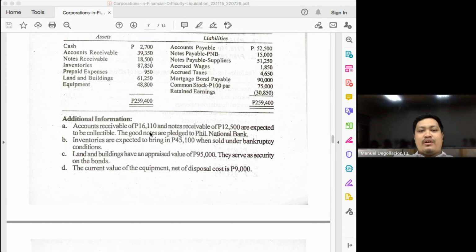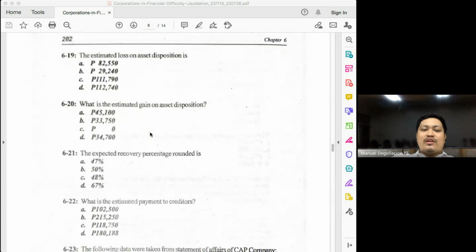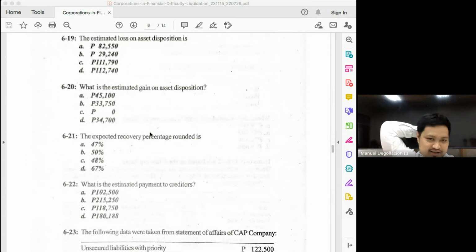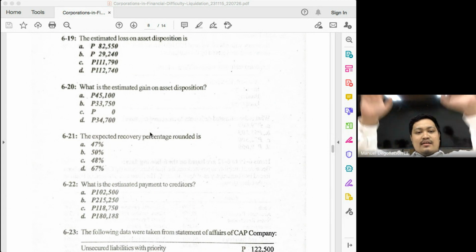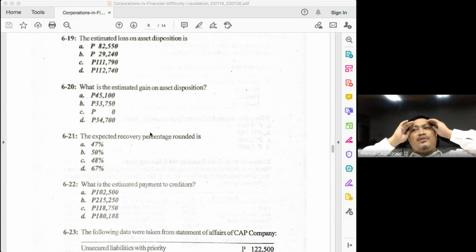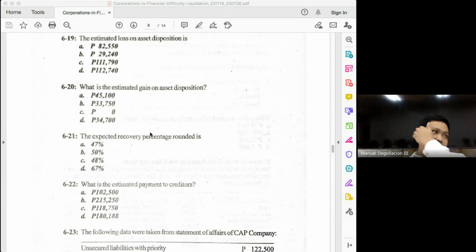Okay. So those would be four possible questions already for this problem. As to the last question, class, basically you will just have to add those four. And that's why I do not agree with the answer. Because if you add those four, class, you would get 180,187.5. And the closest would be letter D. And I do not like that answer, class, because supposedly if you're asked estimated payment to creditors, that will just be your total assets, class. If you get the value of your total assets, it would be 180,410, if I remember it correctly.